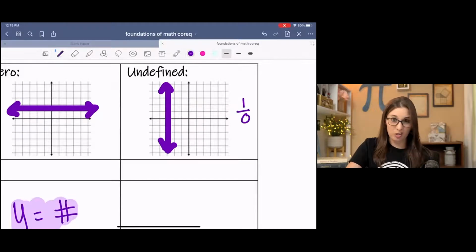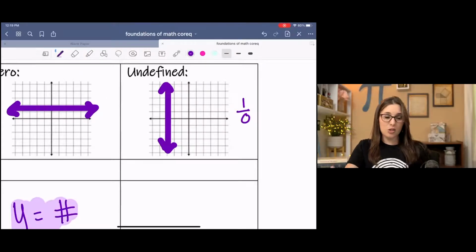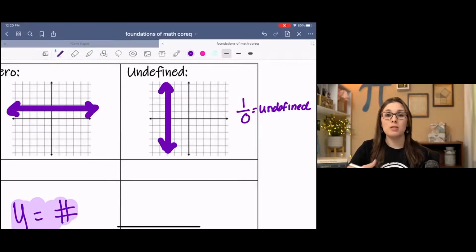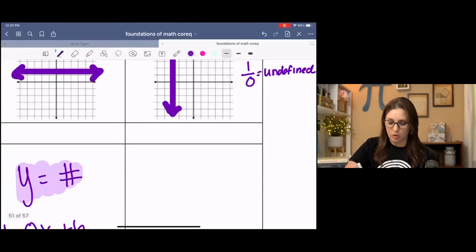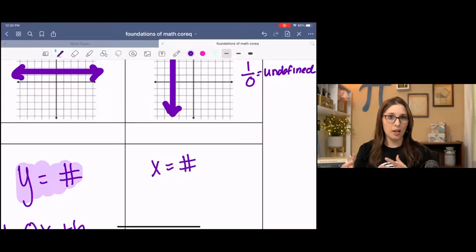And anything over 0, we can't divide that. There's not a number that exists to make that true. We call this undefined. And when we end up with 0 under the fraction bar, that's an undefined fraction, which means that the slope is also undefined. And the equations of these lines are going to be in the form of x equals a number. There's not going to be a y variable in the equation.